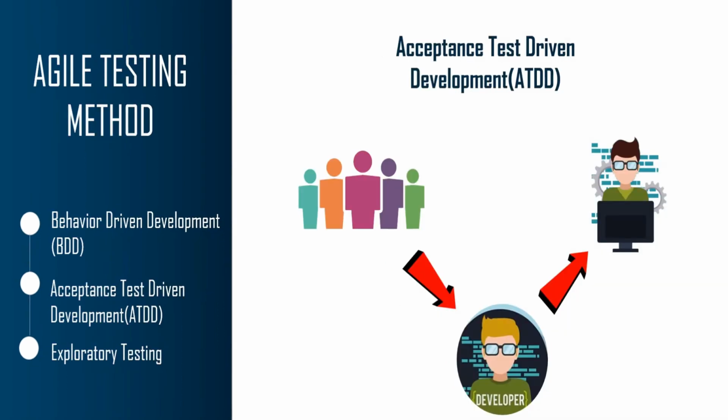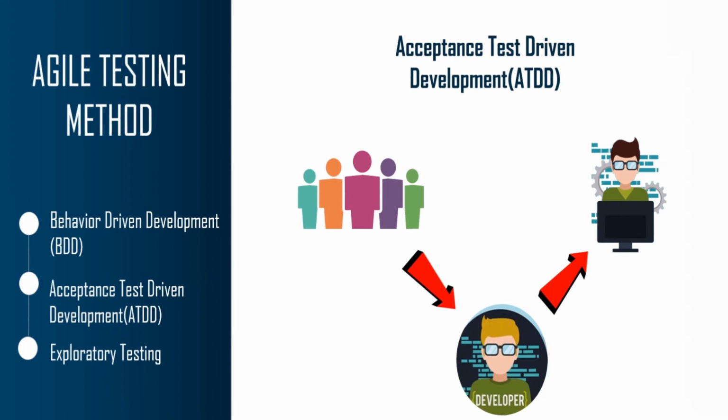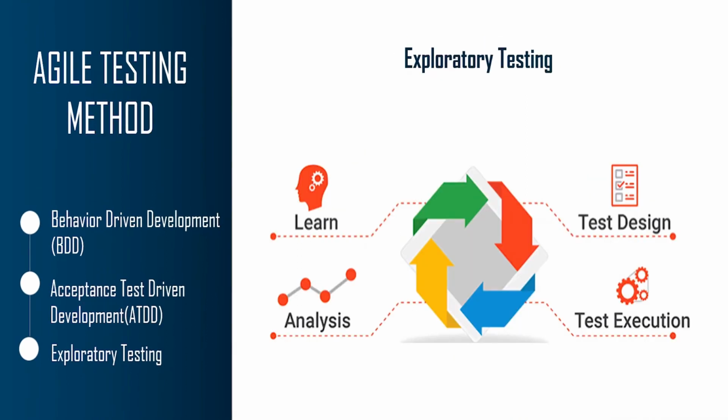Acceptance test driven development (ATDD). It focuses on involving team members with different perspectives, such as the customer, developer, and tester. The meetings are held to formulate acceptance tests, incorporating the perspectives of the customer, development, and testing. Exploratory testing. It emphasizes working software over comprehensive documentation. The individuals and the interactions are more important than the process and tools. Customer collaboration holds greater value than contract negotiation.